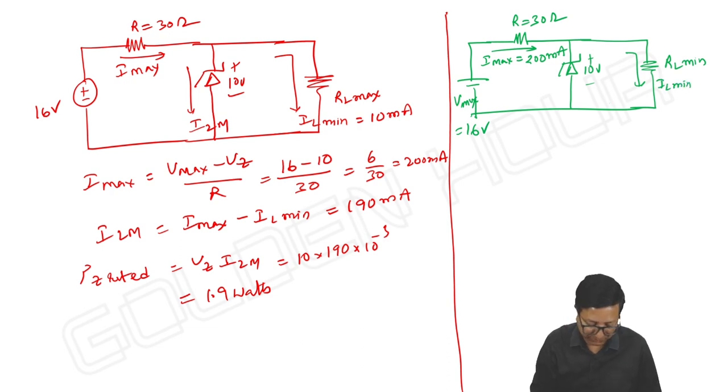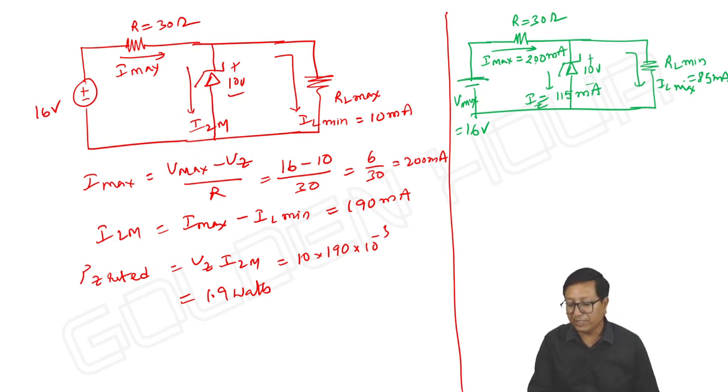So IL maximum still remains at 85 milliamperes. Okay. That time what is IZ? IZ is equal to 200 minus 85. Okay. That is 115 milliampere. As V input is increasing from 13 to 16 volts, I is increasing, accordingly IZ is also increasing. Okay, IZ has reached up to 115 milliampere.